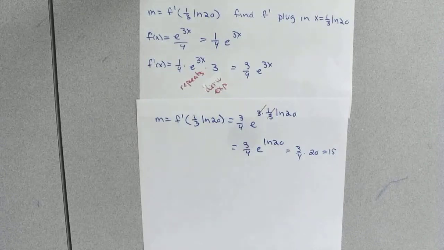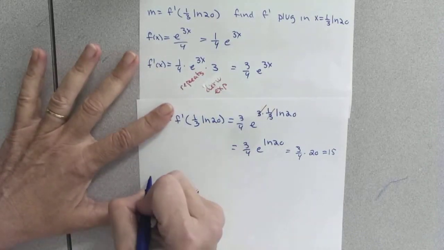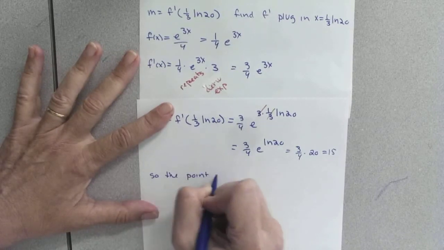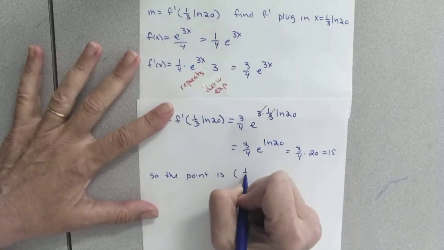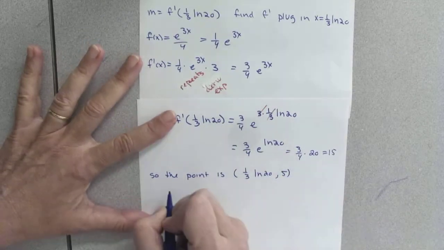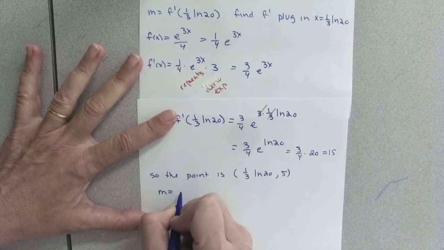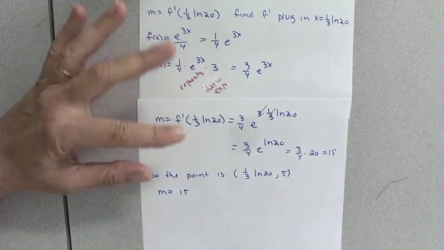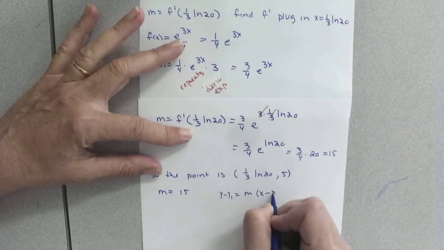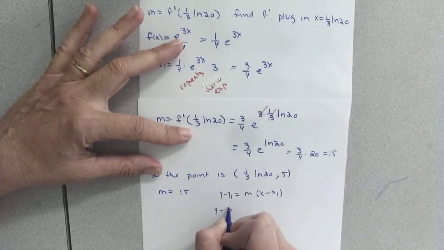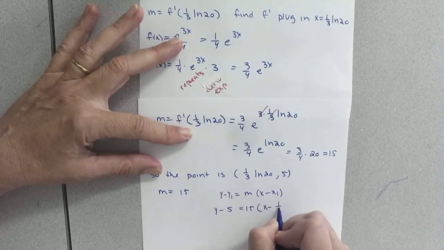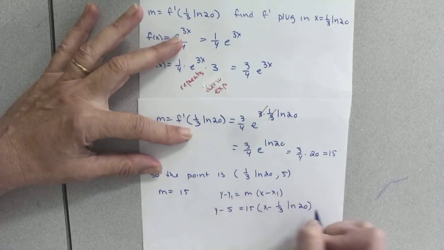Okay, picking up exactly where we left off. So we have this point: 1/3 natural log of 25, and the slope is 15. So y minus y1 equals m times x minus x1. y minus 5 equals 15 times x minus 1/3 natural log of 20.